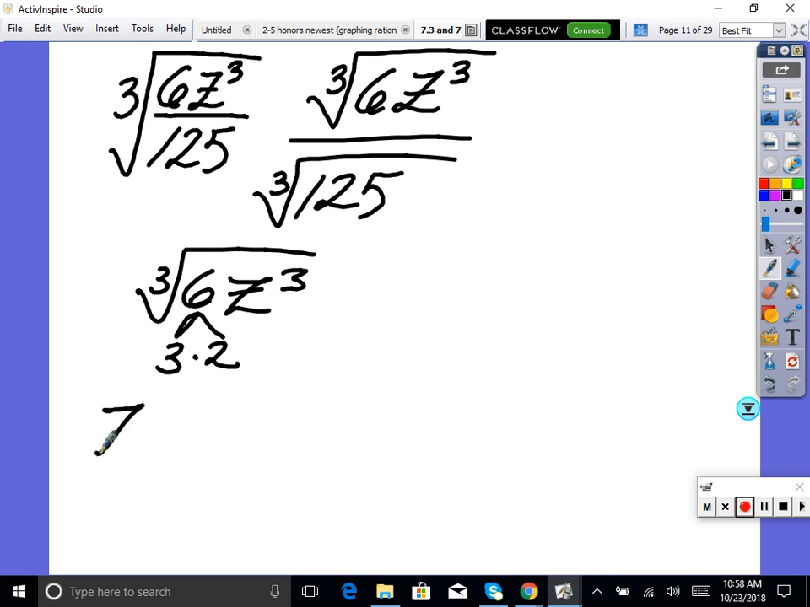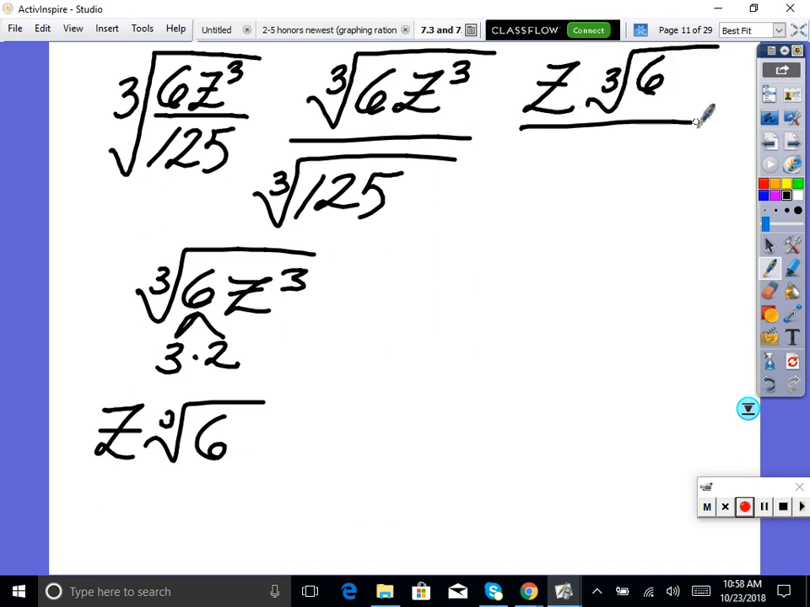But can we pull out a z? So then left would be the cube root of 6. So we pulled out a z, left was the cube root of 6, and then on bottom the cube root of 125 is 5. I'm done. Did the radical end up on top or bottom? Top is fine, right? Bottom we would have needed to rationalize.